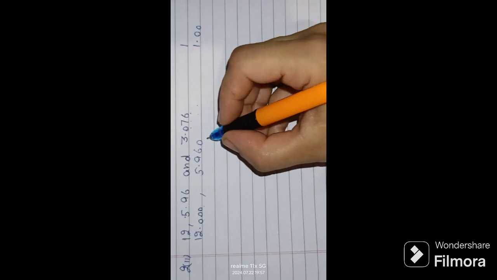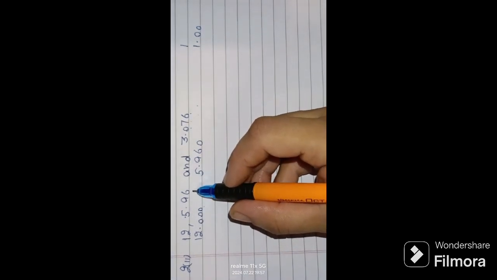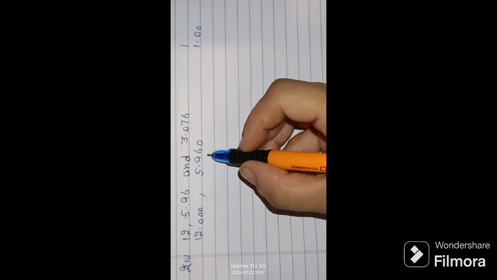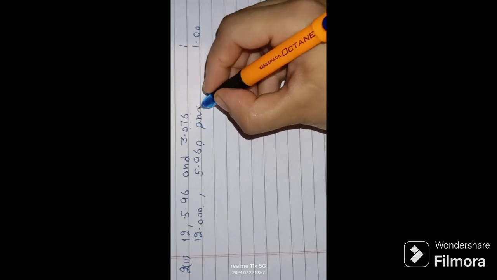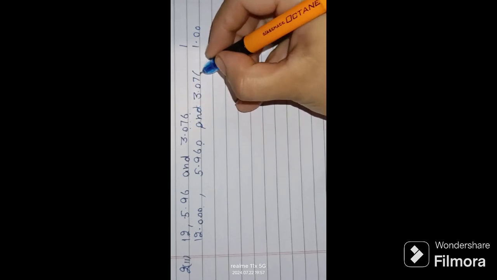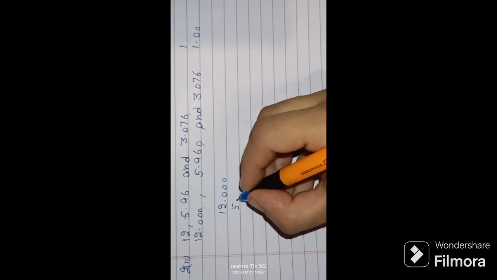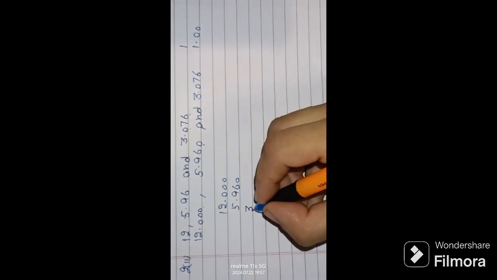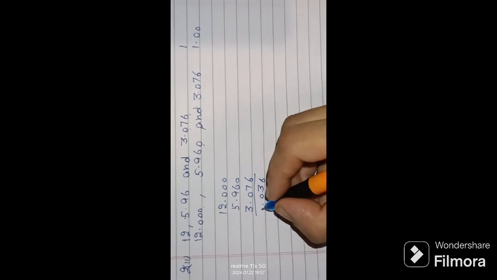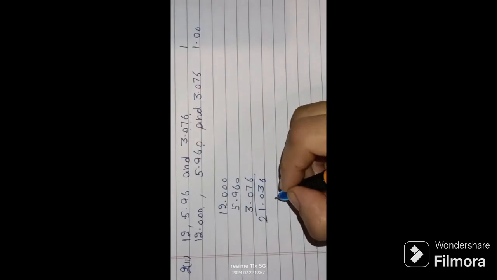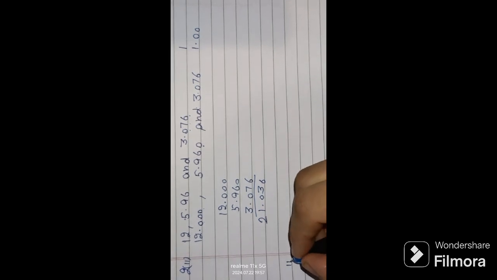5.960. I'm writing 1 0 after 6 because there are already 2 digits after the decimal point and I have to make 3 digits after the decimal point. So I am adding only 1 0 and 3.076. Now I'm simply adding it 12.000, 5.960, 3.076. That is 6, 13, 0, 11 and 21. So the answer is 21.036.